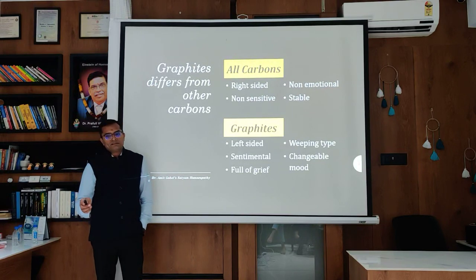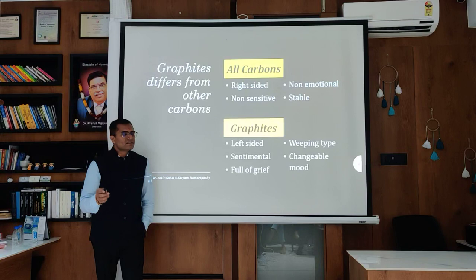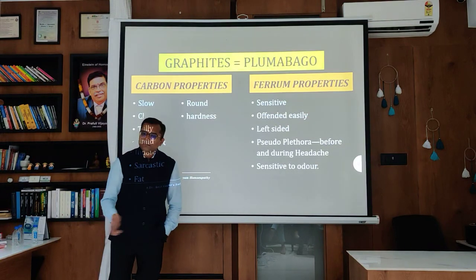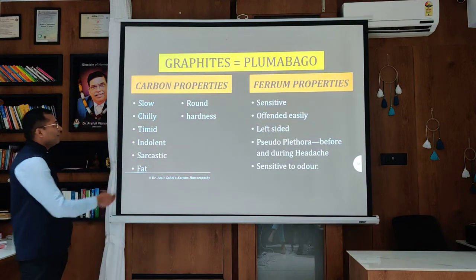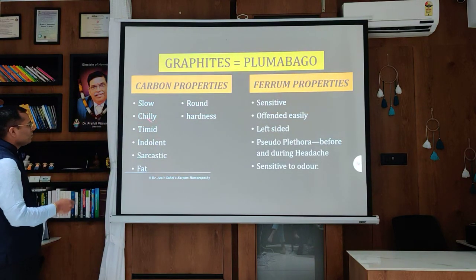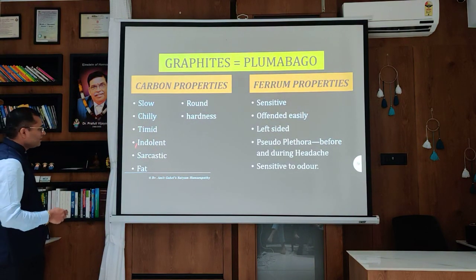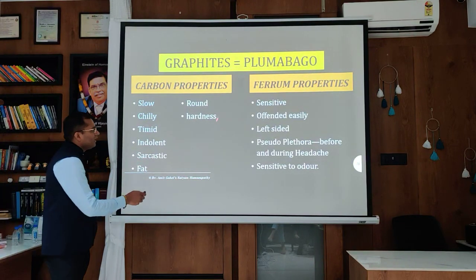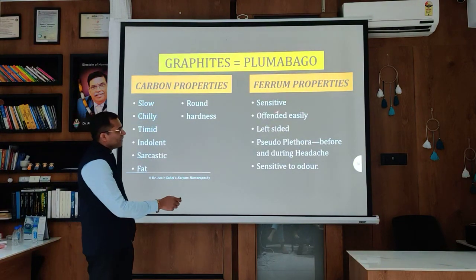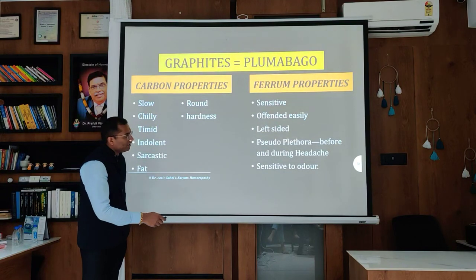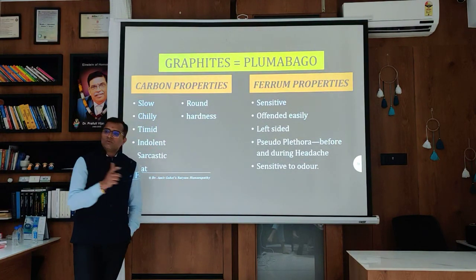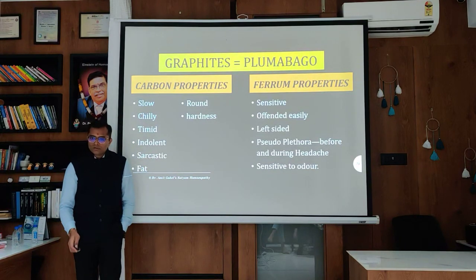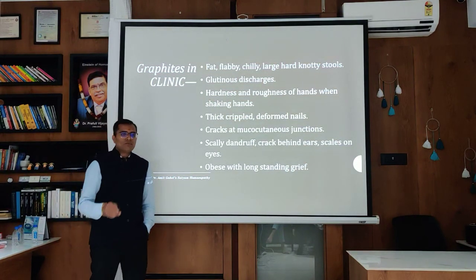Because all carbons are mostly non-emotional, slow, sluggish and stable in their understanding. This is what I am telling you: the carbon property is slow, chilly, timid, indolent, sarcastic, fat, round, hardness; whereas the Ferrum property is sensitive, offended easily, left-sided, pseudo-plethora, before and during headache, and sensitive to odor.